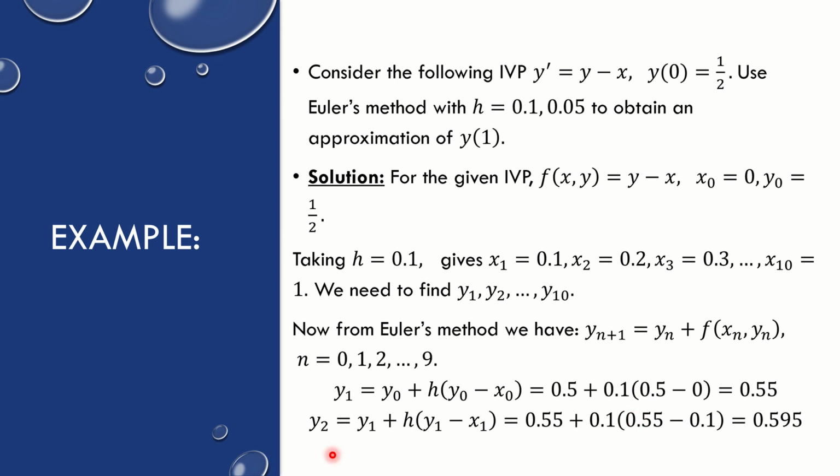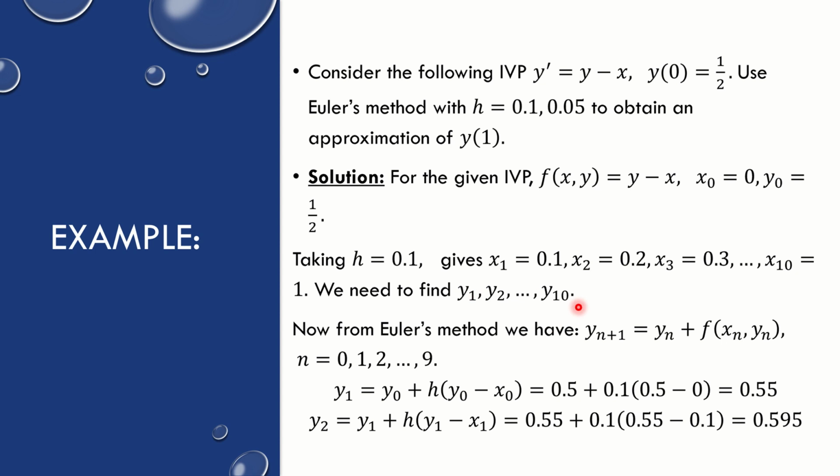Whereas similarly we can find y2 as well. So y2 will become y1 plus h(y1 minus x1). Wherever you had y naught in this one, it will be replaced with y1 now. So it is 0.55 plus 0.1 into (0.55 minus 0.1), that gives you 0.595.